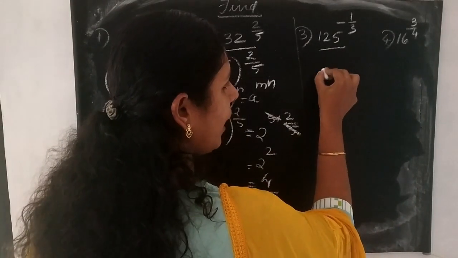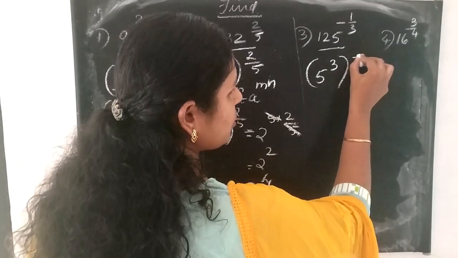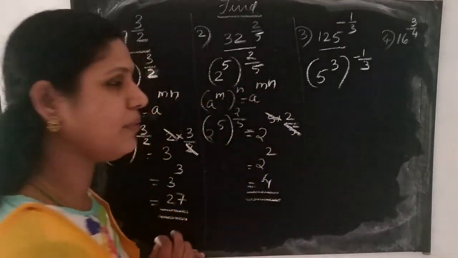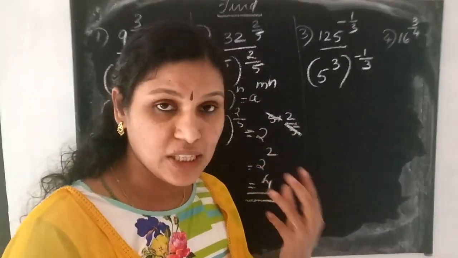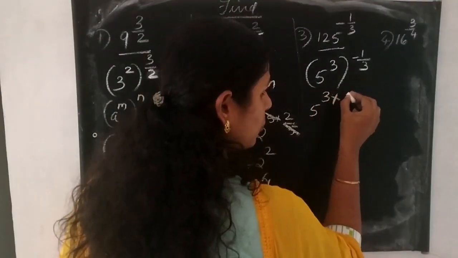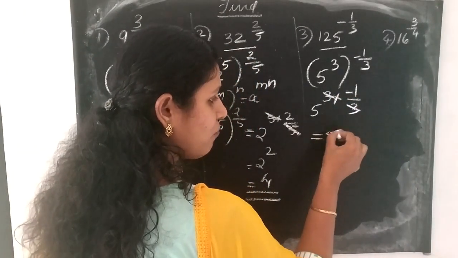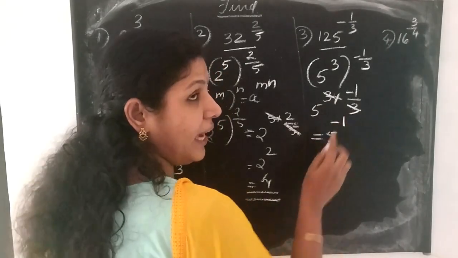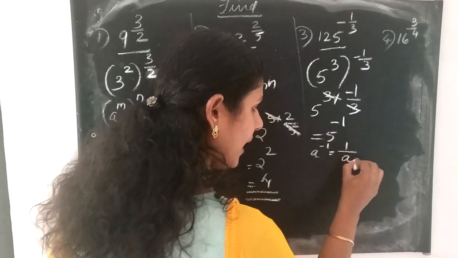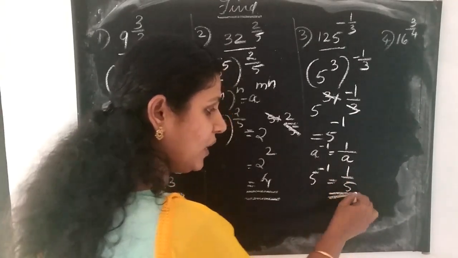Okay. Now the next question is 125. We can write this as 5 cube. Now we understood how to change this: 5 cube raised to minus 1 by 3. This is also in the form of a raised to m, the whole raised to n. A raised to m, the whole raised to n, is a raised to m into n. So we can write as 5 raised to 3 into minus 1 by 3. The 3s cancel each other. We get the answer as 5 raised to minus 1. We know that a raised to minus 1 we can write as 1 by a. So 5 raised to minus 1 we can write as 1 by 5.